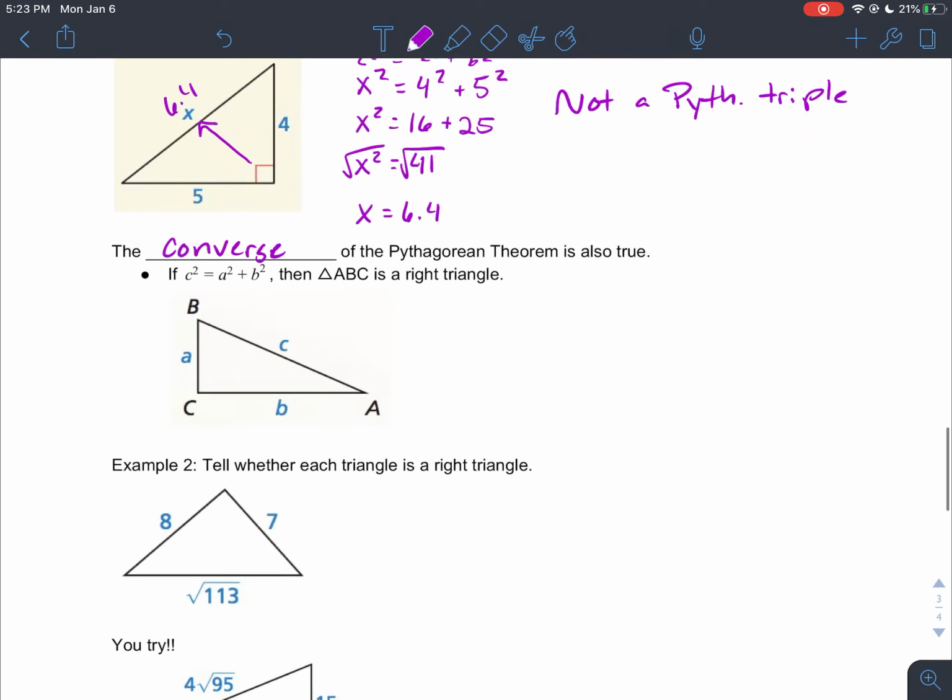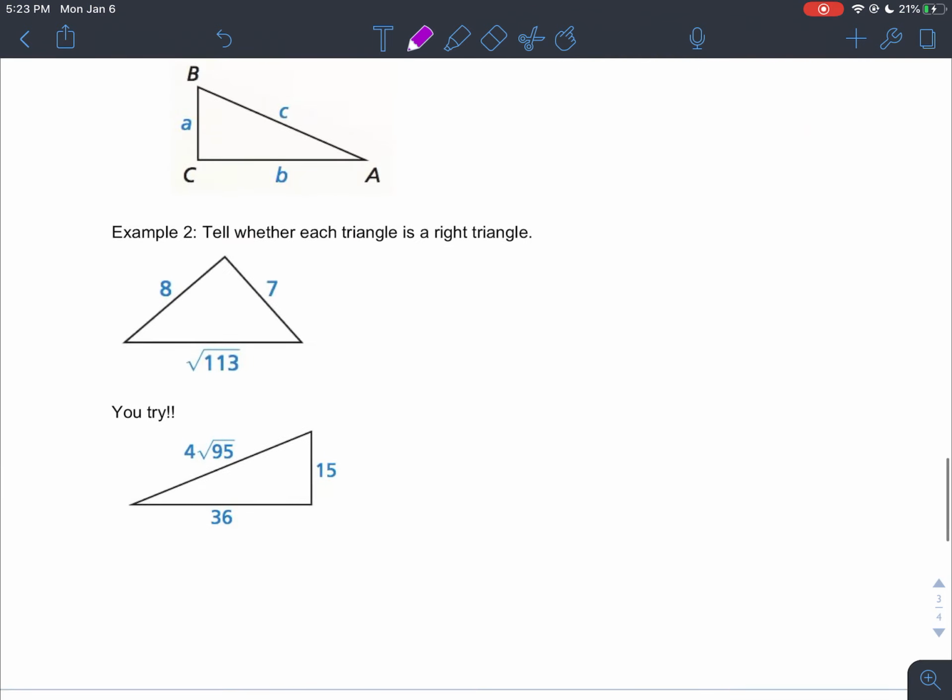So let's look at this first example. Okay, it says tell whether each triangle is a right triangle. Okay, so remember, C is always going to be your longest side. Okay, so we got the square root of 113. If you plug that in your calculator, you're going to get something like 10.6 something. And that is longer than 8 and 7. Also visually, you can tell that this is your longest side.